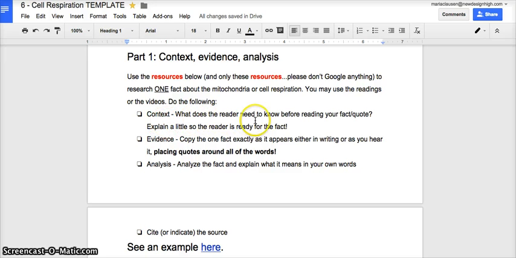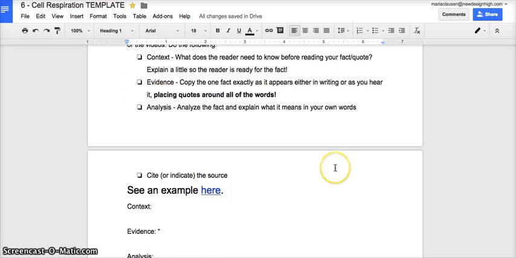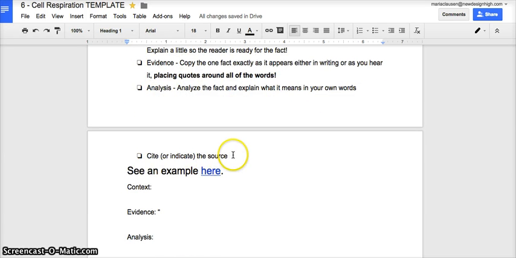Context. What does the reader need to know before reading your fact? Explain a little so the reader is ready for the fact. Evidence. Copy the one fact exactly as it appears either in writing or as you hear it, placing quotes around all of the words. Analysis. Analyze the fact and explain what it means in your own words, and then cite or indicate the source. I'm going to show you an example.